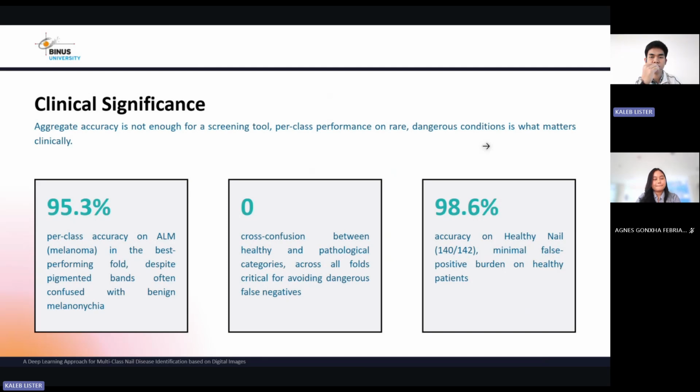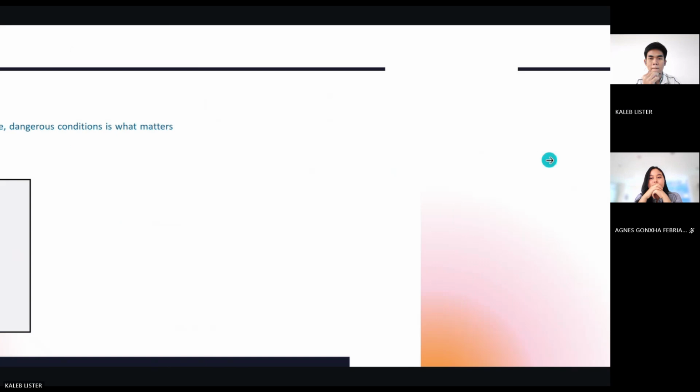From the clinical perspective, the hybrid capsule net shows several strengths. First, in its best performing fold, it achieved 95.3% accuracy on the ILM or melanoma class, which is the most dangerous class in our dataset. Second, there was zero cross confusion between the healthy nail category and the melanoma category across all folds. And third, the healthy nail class achieved 98.6% accuracy, which keeps the risk of false negatives very low.